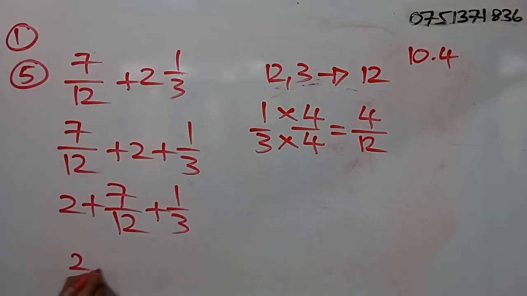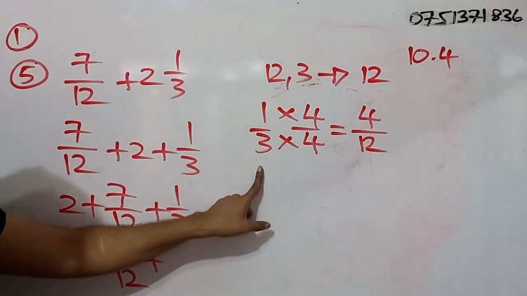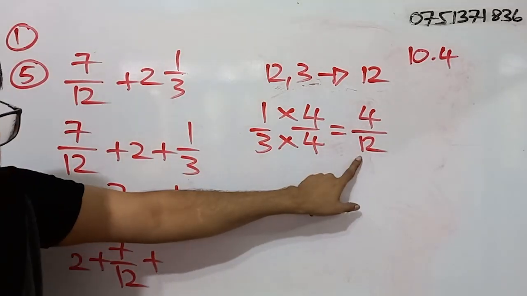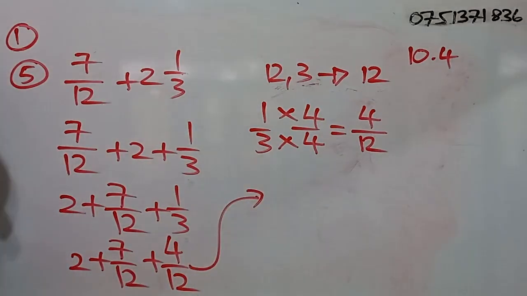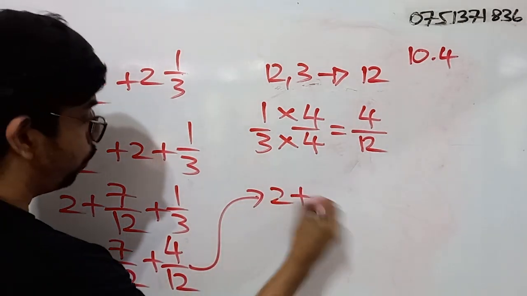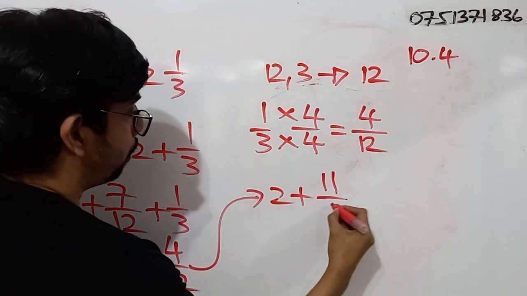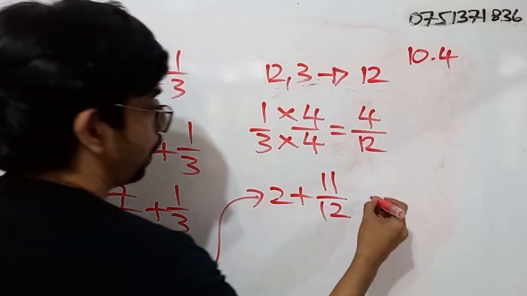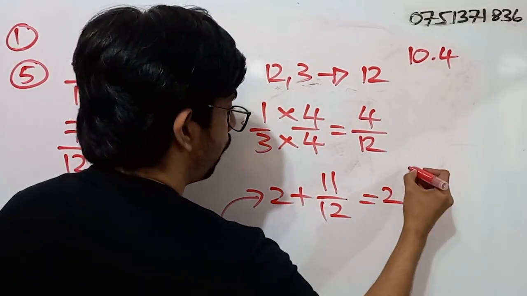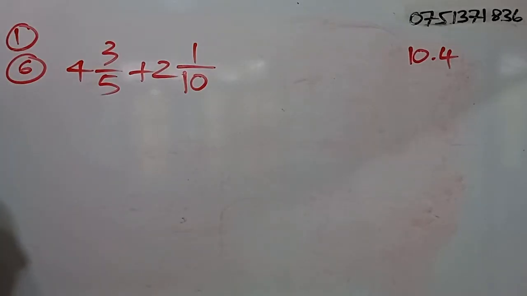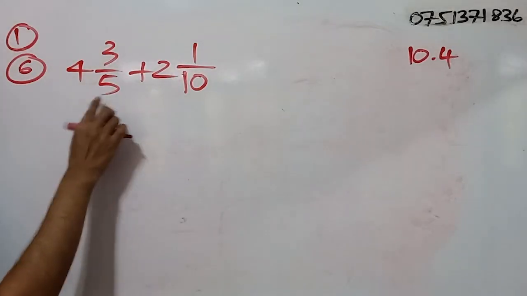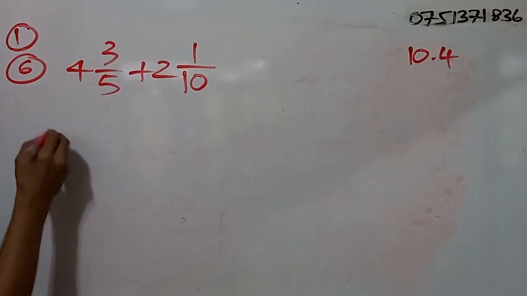Right. So 2 plus 7 by 12, I have to add what? Instead of 1 by 3, I can write 4 by 12. So I'll continue on this side. So when we add these two fractions, what do we get? 2 plus 11 by 12. So I can simplify these two as what? 2 and 11 by 12. Part 6. So I will rewrite these two mixed numbers.